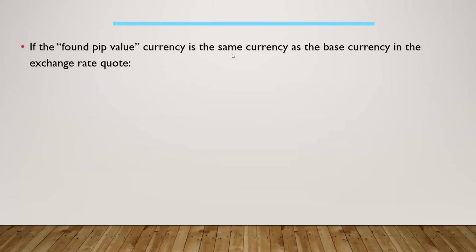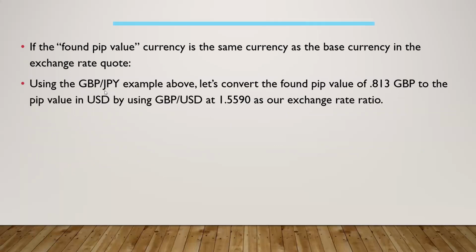So if the pip value currency is the same currency as the base in the exchange rate quote, using GBP JPY as above, like we have explained earlier, remember, 10,000 units times 0.0000813 gives us 0.81. We now calculate this pip value to the pip value of USD by using GBP USD at 1.5590 as our exchange rate.